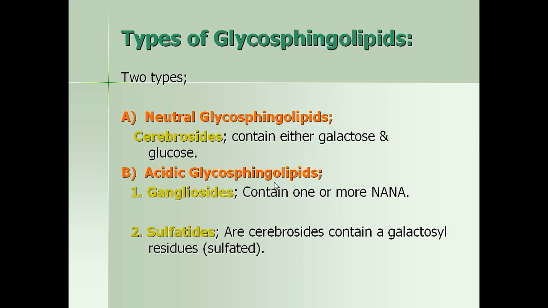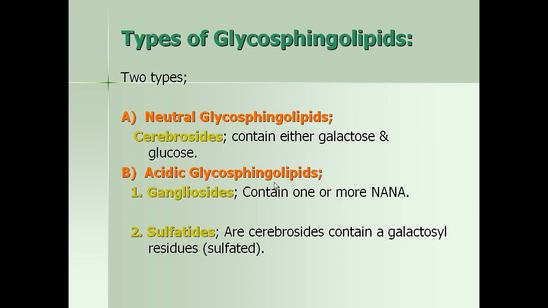Now, acidic glycosphingolipids. They are negatively charged at physiological pH. The negative charge is provided by N-acetylneuraminic acid, NANA, which exists in gangliosides, or by sulfate groups in sulfatides. Number 1, gangliosides. These are complex glycosphingolipids found primarily in ganglion cells and the central nervous system. They contain one or more N-acetylneuraminic acids.